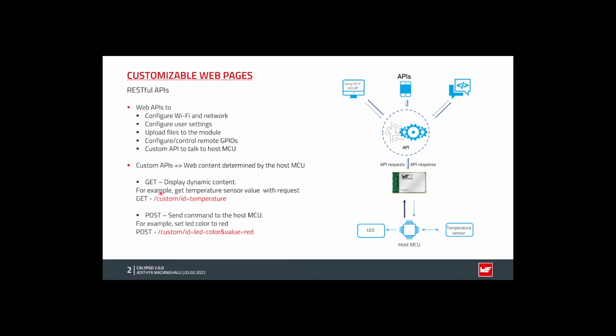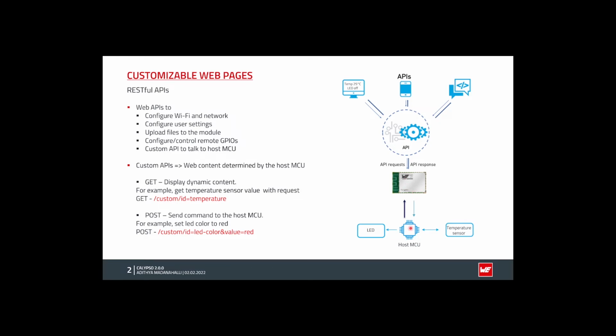All the user needs to define is a customizable keyword. This is, for example, in this case, temperature. Let us say we have a PC with a web browser, which in this case is the HTTP client, and it sends a HTTP GET request in the following format: custom/id equals temperature onto the Calypso Wi-Fi module. The Calypso Wi-Fi module recognizes this to be a custom API and forwards it to the host microcontroller.